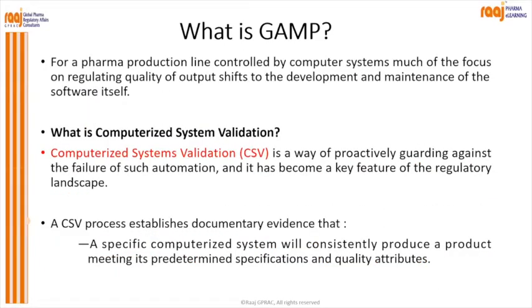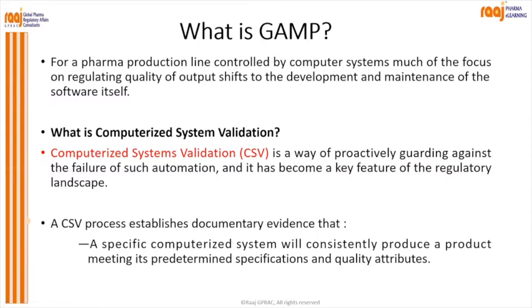So, for a pharma production line controlled by a computerized system, the focus on regulating quality of output shifts to the development and maintenance of the software itself. Nowadays, the pharmaceutical industry and other industries are using automated equipment or machinery which has a PCB. So when it comes to computerized control, you have to go for CSV, computer system validation. That becomes very important.